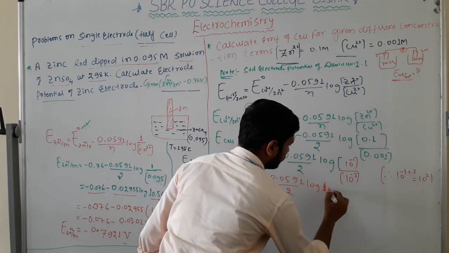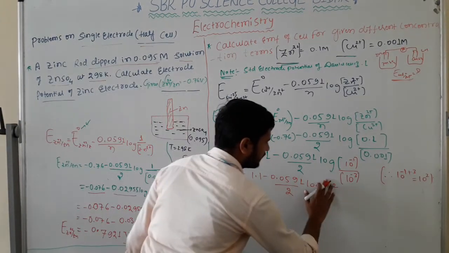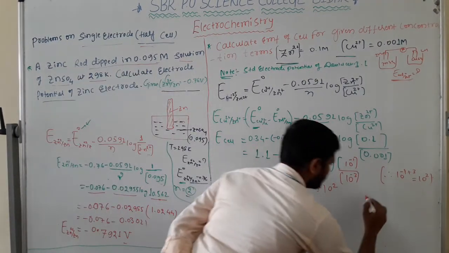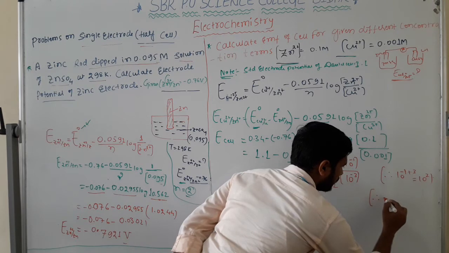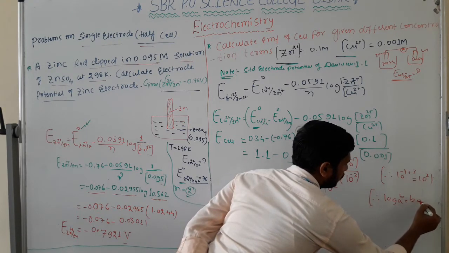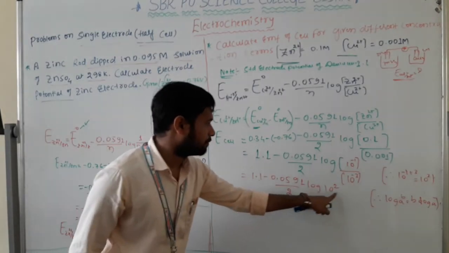Okay, 10 power 2. Now if I am going to be writing the 10 power 2, we have one standard formula in logarithms that we studied in the bridge course: log a power b is nothing but b log a. I can apply this now. This is the log a power b formula.